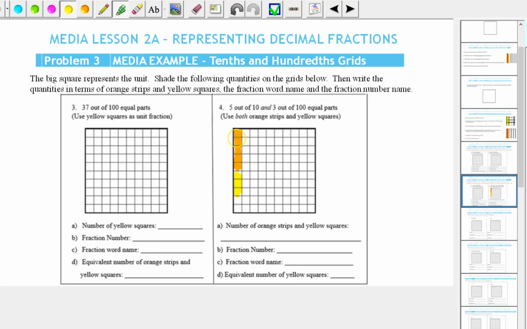Okay, so you have to remind them that this whole grid represents 1, and that even though now it's cut into more squares, 10 out of 100 is 1/10. So that's why it's important for them to have this orange strip idea so they can see it going from the top to the bottom. Okay, so 5 of those, 3 of those, and I think you get the gist.